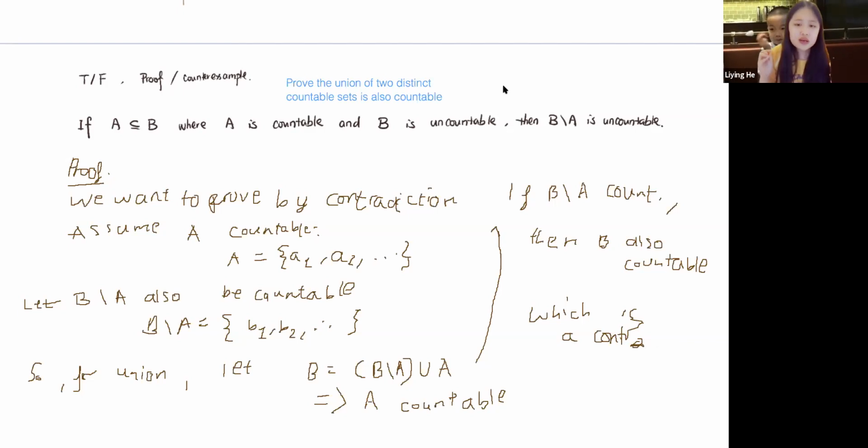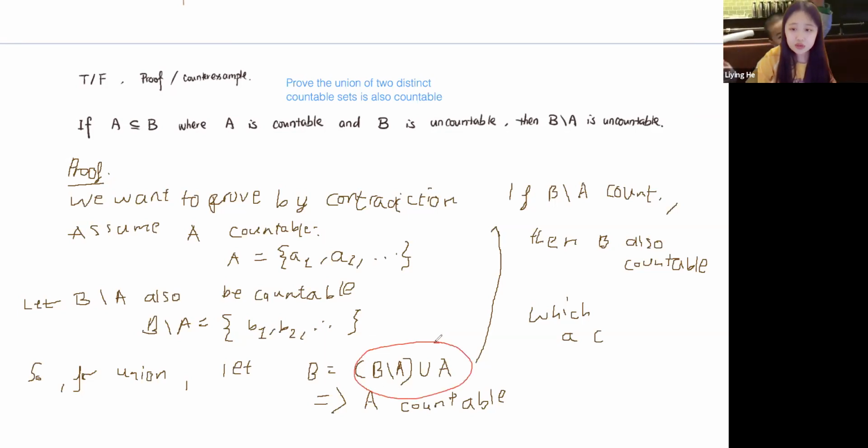You didn't show it though. You need to show why. Let me draw. You need to show why this is countable. Okay. Because this is a union of two countable sets, you need to show why it's countable.